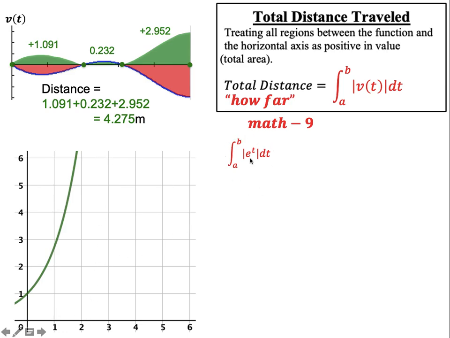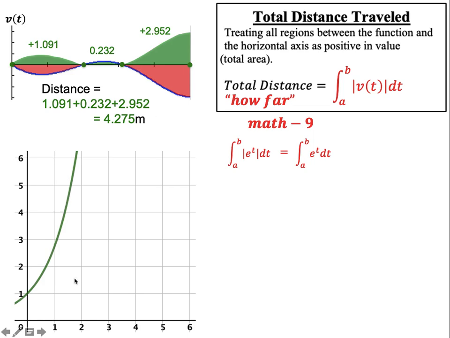So when we're talking about an exponential function, we can always just drop the absolute value and just do a regular integration. So whenever you're dealing with exponential functions, a Math 9 is obviously the easiest way to go, but sometimes they will give you a question that they won't allow you to use a calculator on. And when they do that, it's because they know that you can just integrate this regularly, because it will always be a positive function.